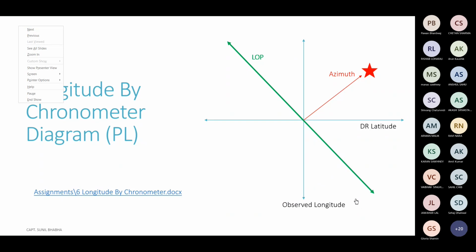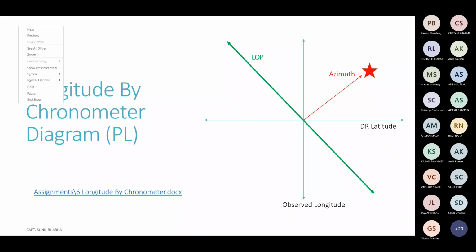The use is only to find a reference point from where the PL can be drawn. When we get this observed longitude, we know that by combining DR lat and observed long we get a reference position, and this is the position where the PL is going to pass. This is the only purpose of observed longitude.